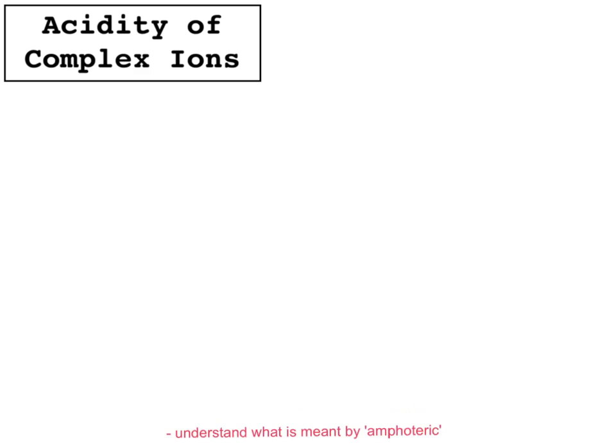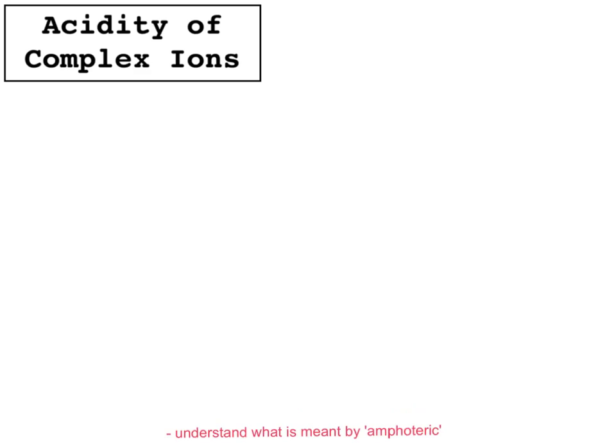So we've been talking about things that can act as acids. The term amphoteric describes the idea that something can act as an acid and as a base. So a compound that will react with acids, and therefore acting as a base, and a compound that will also react with bases and therefore be acting as an acid.